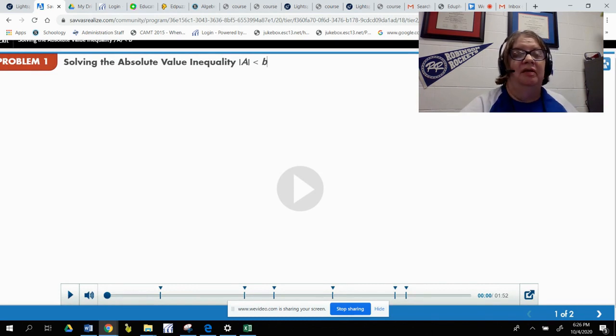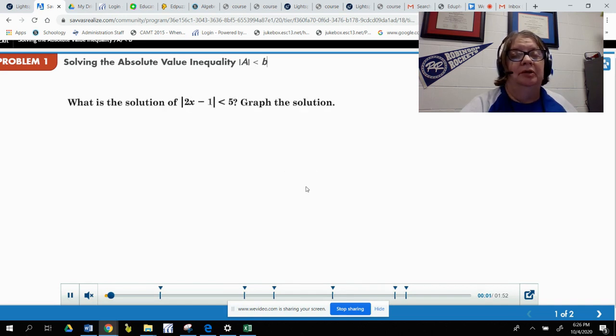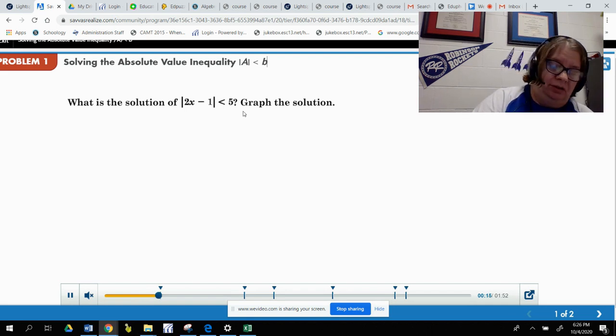Okay, this one says solving the absolute value inequality, the absolute value of a is less than b. I muted that because I want you to listen to me and not to that program. It says, what is the solution of the absolute value of 2x minus 1 is less than 5? So whatever this 2x minus 1 is, this distance from 0 has to be less than 5. So let's think about, what does that look like on a number line?